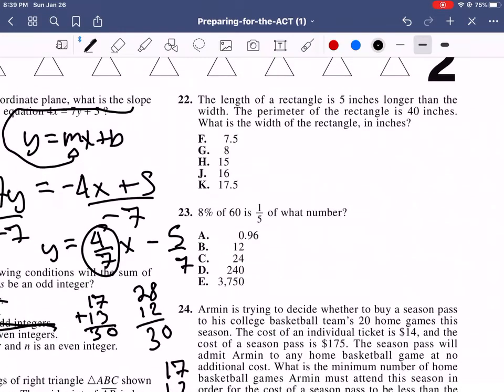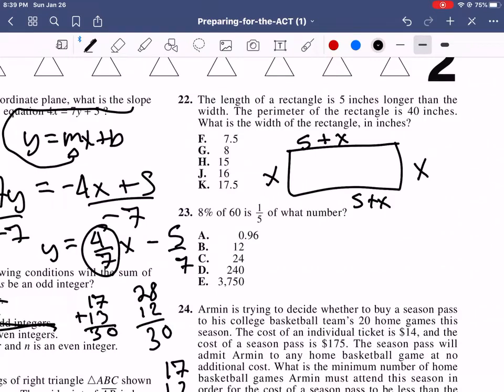The length of a rectangle is 5 inches longer than the width. The perimeter of the rectangle is 40 inches. What is the width of the rectangle in inches? So you'd visualize it like this, a rectangle. The length is 5 plus x, because it's 5 inches longer than the width, and the width is just x.